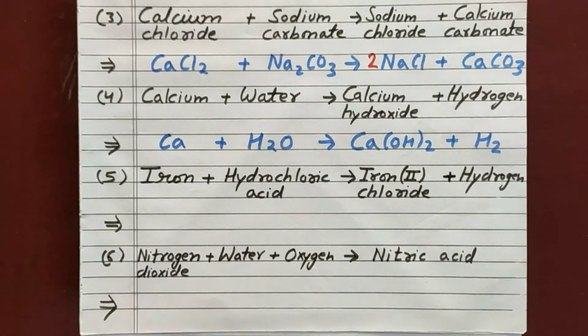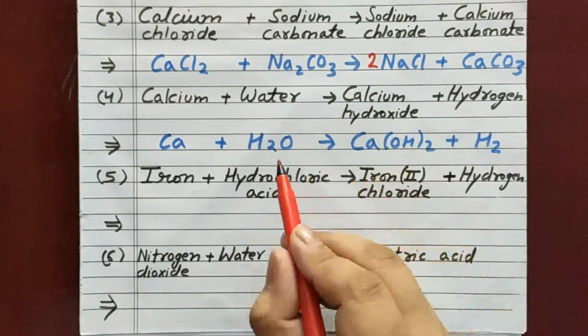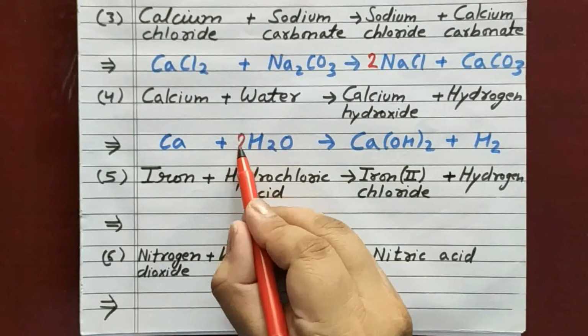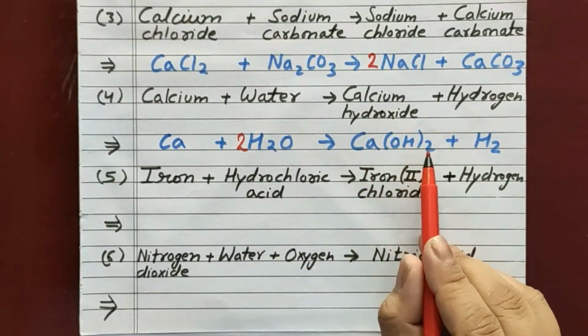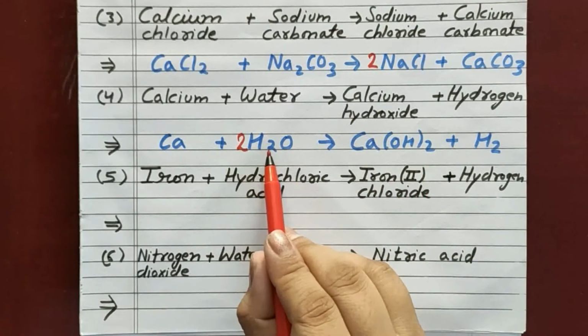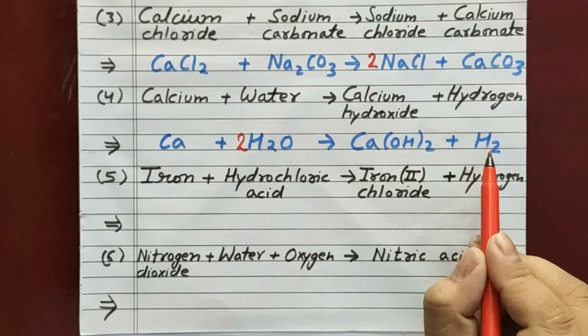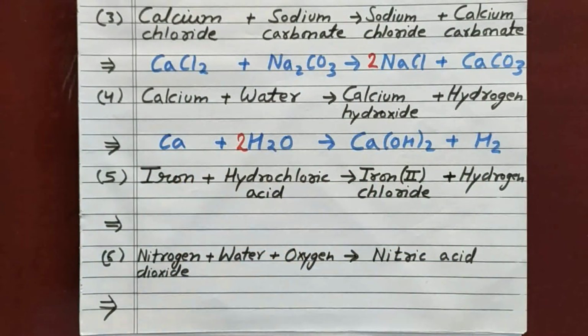Now balancing it, here we are having 2 oxygen atoms, here only 1 oxygen atom. So for balancing that, here we are going to write down 2. So 2 oxygen atoms are balanced. Now hydrogen atoms, 4 hydrogen atoms are there on the product side also, 1 calcium and 1 calcium. So this is the fourth balanced equation.